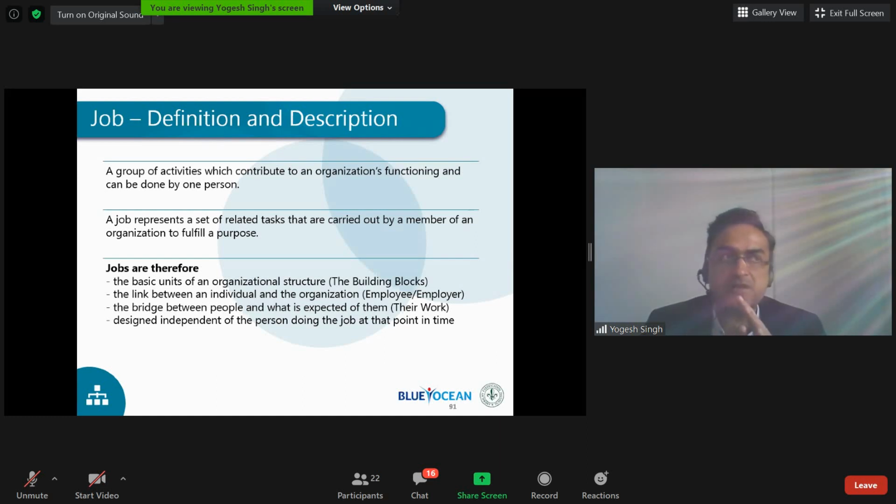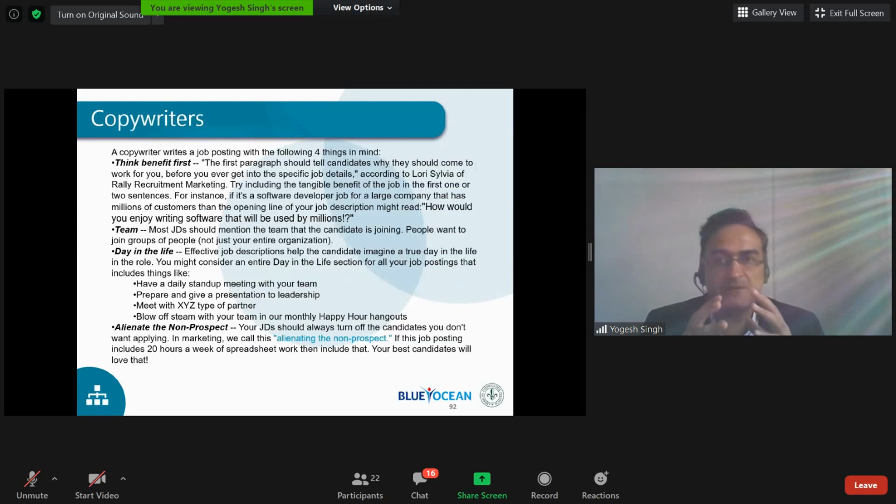And we will look at job descriptions, or rather job advertisements, specifically. We will look at the job advertisement from various perspectives. First, let's look from the copywriter's perspective. Imagine you are a copywriter.